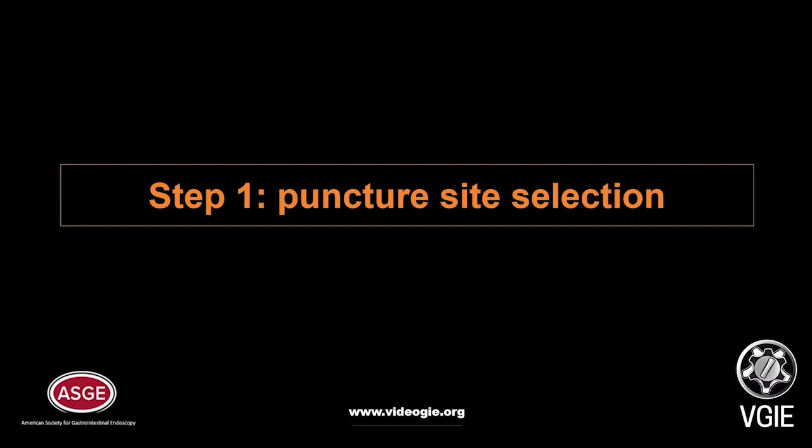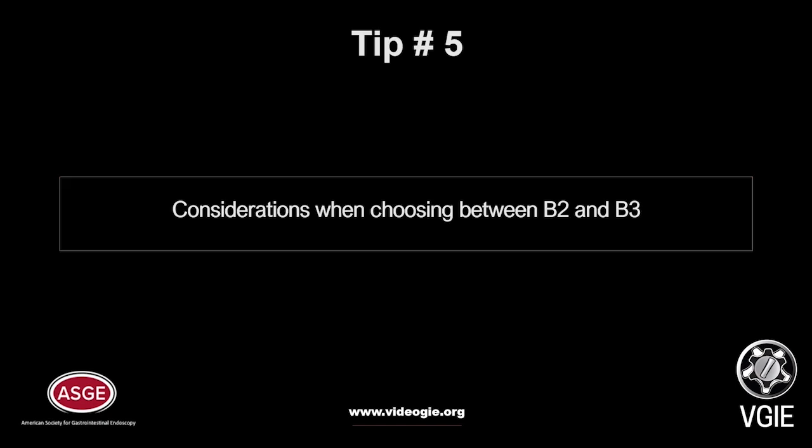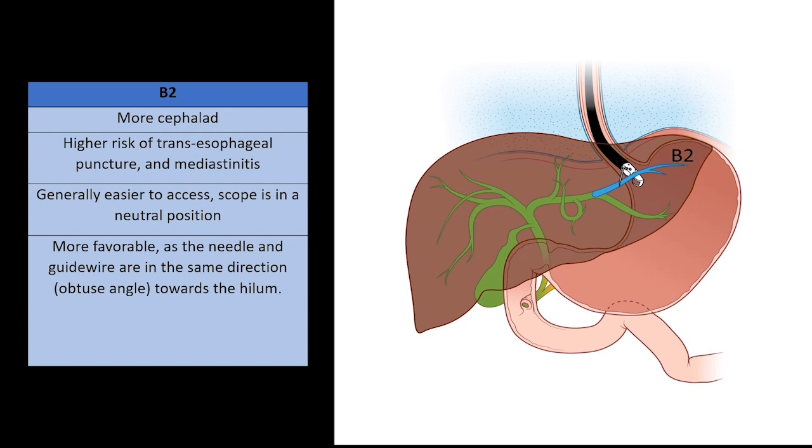Step 1. Puncture site selection. Key considerations when choosing between segment 2 and segment 3 bile ducts are as follows. Both intrahepatic bile ducts in segment 2 and segment 3 of the left lobe of the liver are suitable sites for puncture. B2 is more cephalad, is easier to access with the scope in a neutral position, is more favorable for guide wire manipulation, but has a higher risk of transesophageal puncture and mediastinitis when compared to B3, particularly if one is not careful about avoiding the diaphragm.